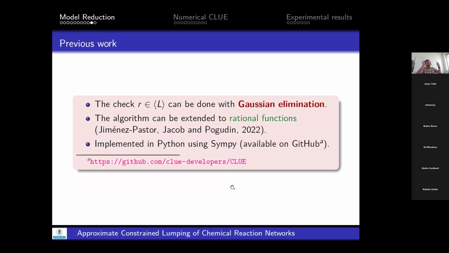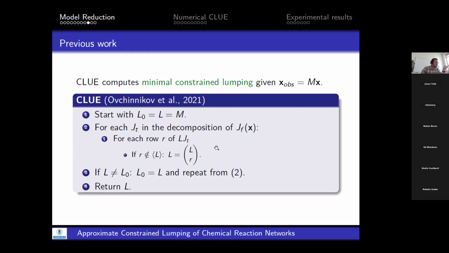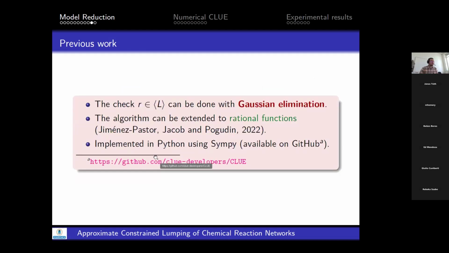Some things that are worth remarking here: in this algorithm, there is one part where we check whether the row is in or is not in the space of L. And this can be done quite nicely with Gaussian elimination. We will focus on that later. And also I want to remark that this algorithm of CLUE was extended already by me and Michael and Gleb Pogudin and Jakob, also in 2022, a bit later than this paper by Ovchinnikov.